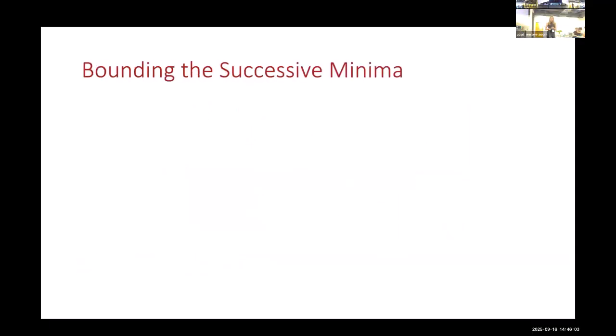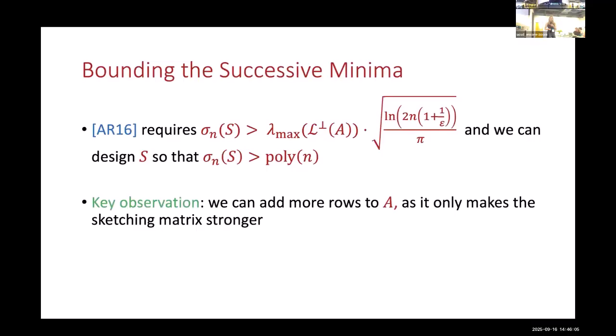So what should we do? It seems like we're stuck here. But the key observation we use is actually, without loss of generality, when we prove the lower bound, we can assume that the algorithm did some pre-processing and added some extra rows to its sketching matrix. This only makes the sketching matrix stronger. It only observes more information, potentially. So we can just assume we proved the lower bound against this new modified sketching matrix.